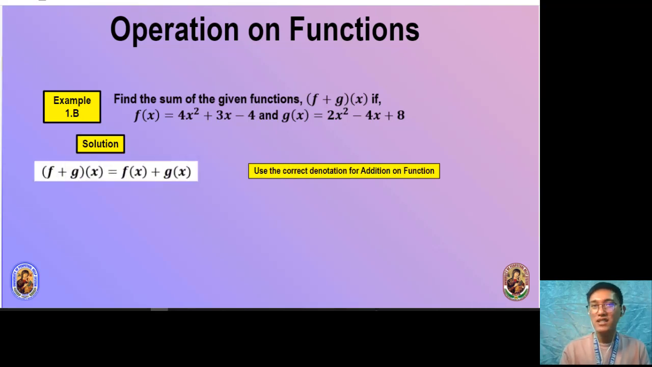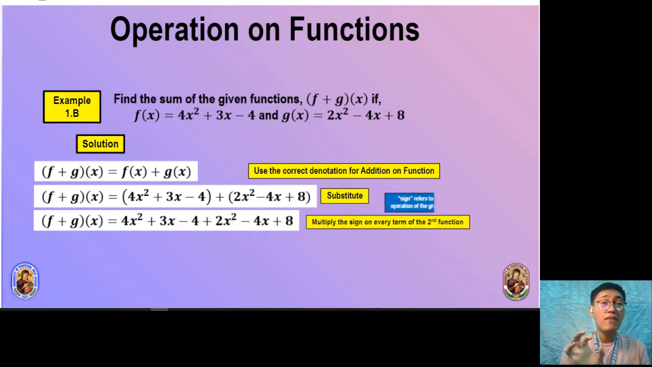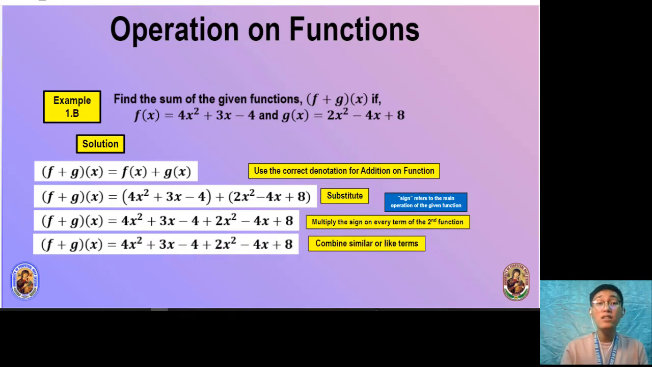That's it. f plus g of x is equal to f of x plus g of x. Then after that, substitute the expression in f of x and the expression in g of x. Then remove the parentheses or distribute the positive symbol in the addends. After that, operate the function. Now, you combine like terms. If there are like terms or unlike terms, you cannot combine unlike terms.